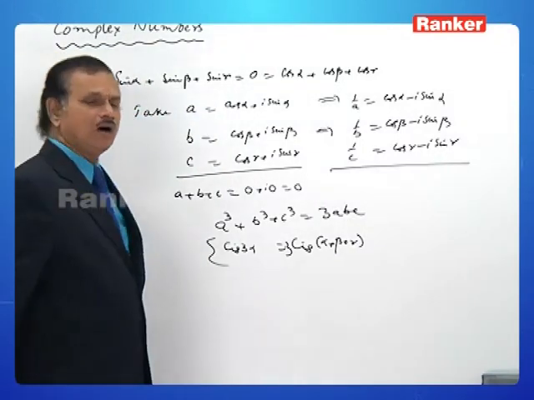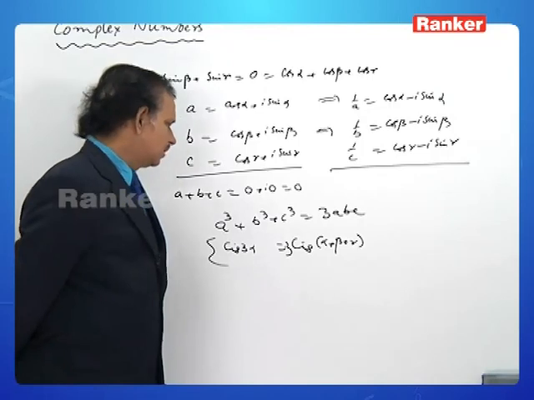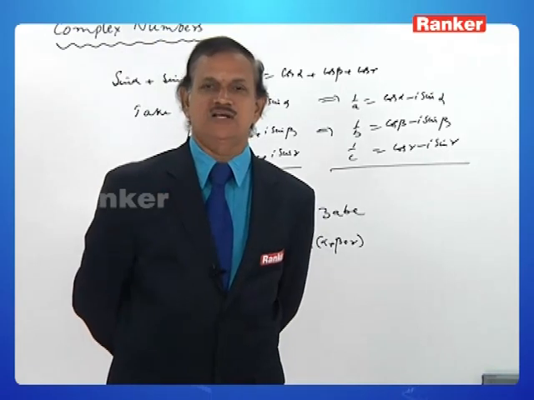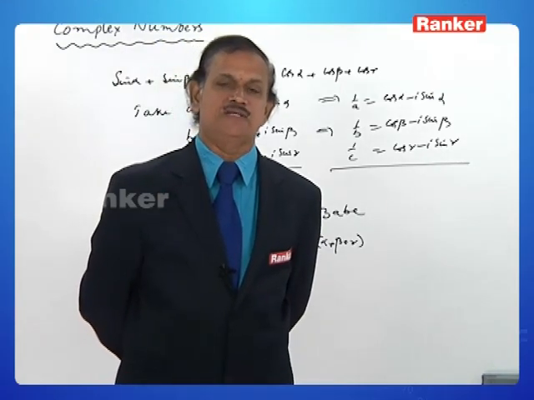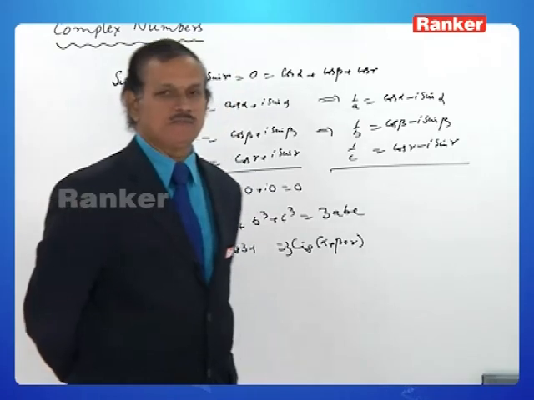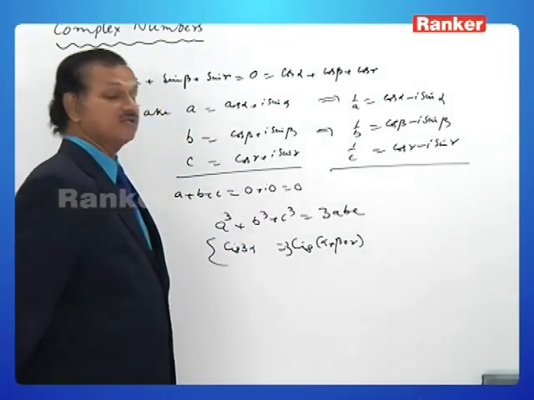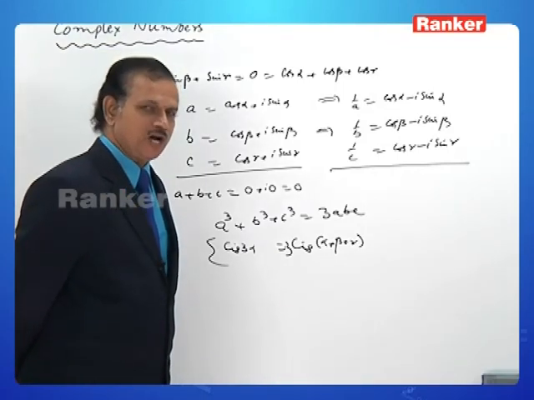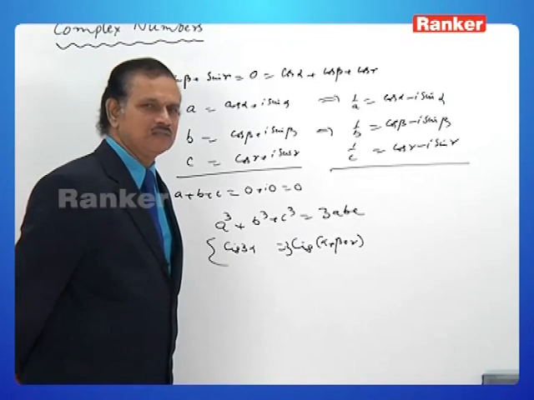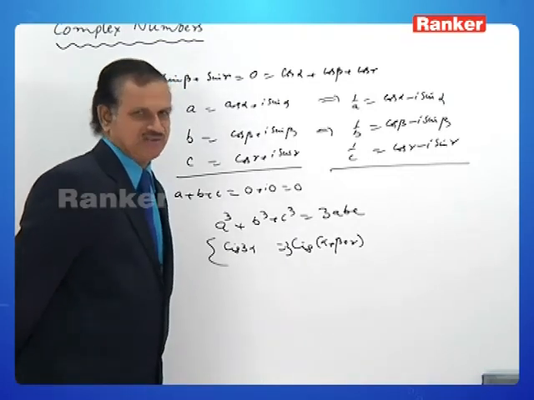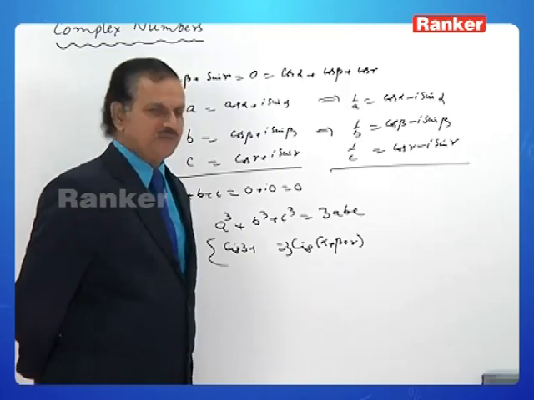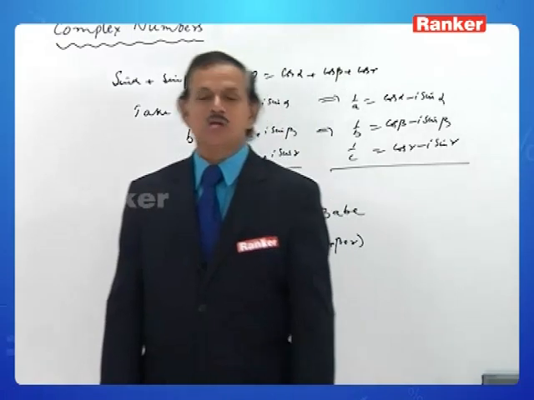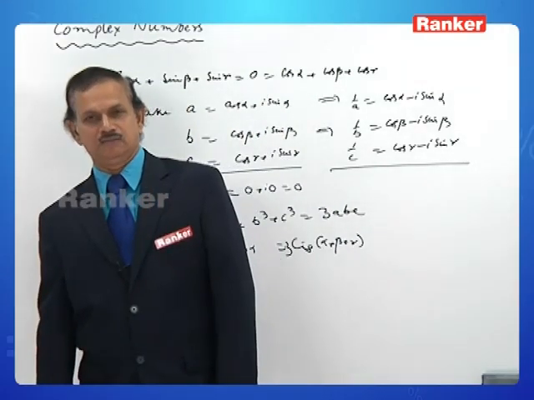You expand this sigma and compare the real and imaginary parts, you will have cos 3 alpha plus cos 3 beta plus cos 3 gamma is equal to 3 into cos of alpha plus beta plus gamma, and sin 3 alpha plus sin 3 beta plus sin 3 gamma is equal to 3 into sin of alpha plus beta plus gamma. So we are able to get almost all the results we could have listed previously, simply because of this simple result, that is sin alpha plus sin beta plus sin gamma is equal to 0 is equal to cos alpha plus cos beta plus cos gamma.